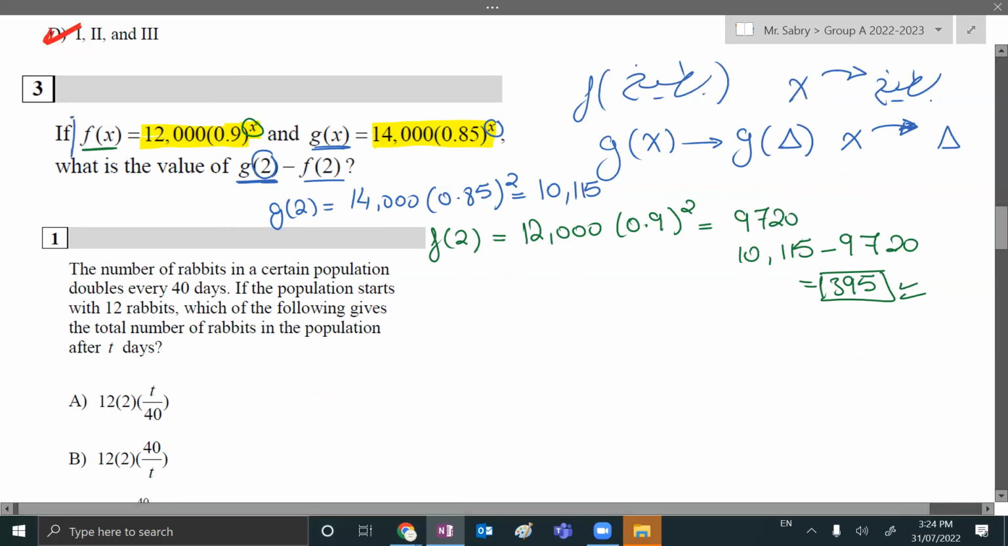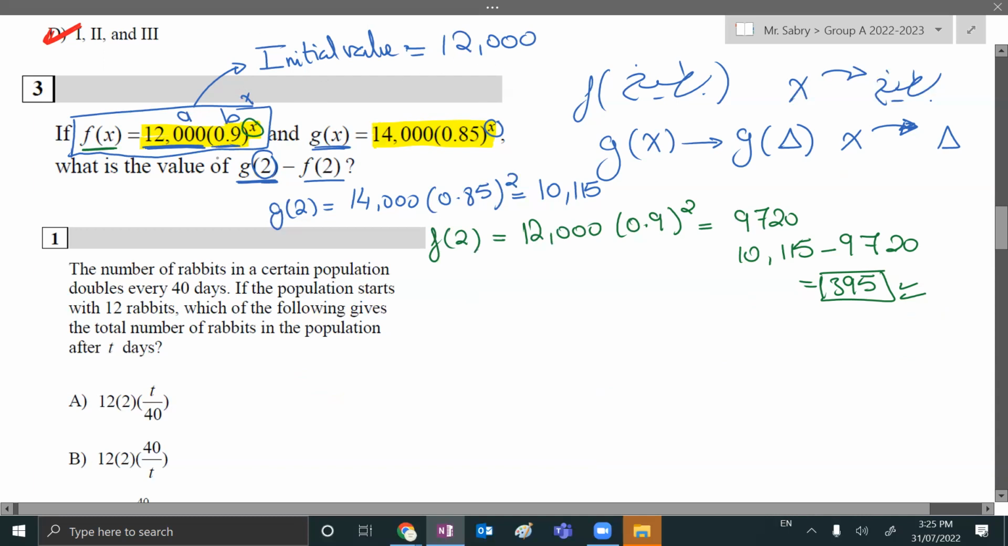In this function, the function f of x, what's the initial value? Can I send you something on WhatsApp regarding the f of x? Yes, sure. 12,000 is the initial value in f of x. So when you look at the f of x, this is the number that's considered a, and this is the number that's considered b to the power of x. So here a is 12,000, which means that the initial value is 12,000.